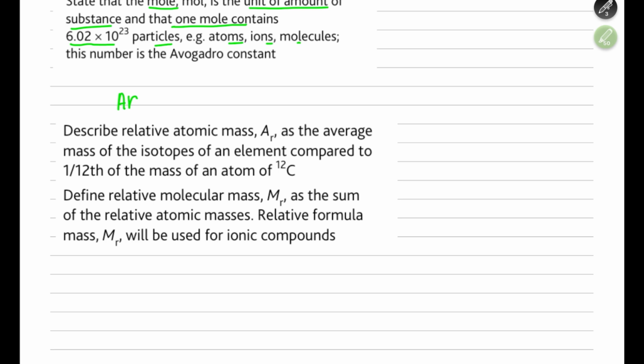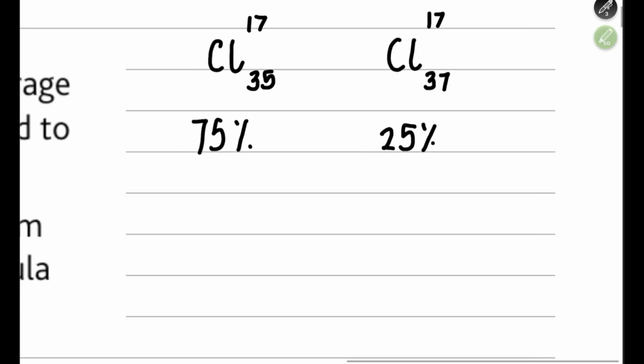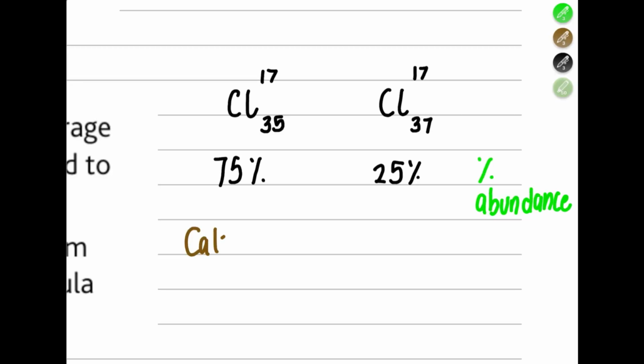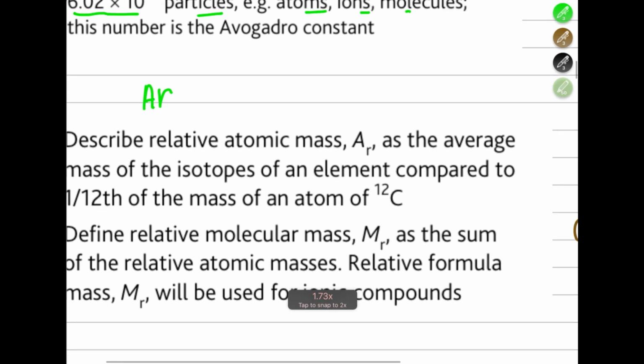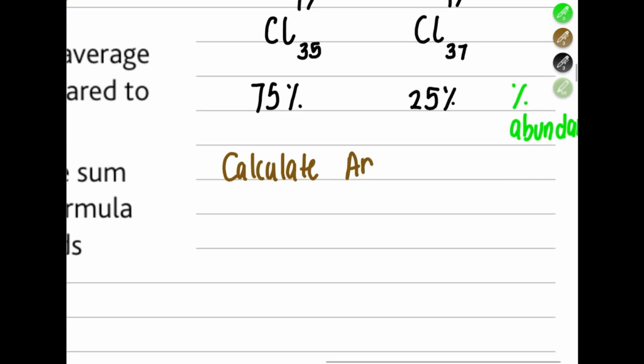In nature, there are isotopes, right? So for example, chlorine, there are 2 types of isotope, let's say Cl-35 and Cl-37. So let's say these are the 2 types of chlorine isotopes that are present in nature. Now what about the percentage abundance? This exists as 75%, while this exists as 25%. This is percentage abundance. We can be asked to calculate the AR. What is AR? This one, average mass of isotopes of an element. So how do we do that?